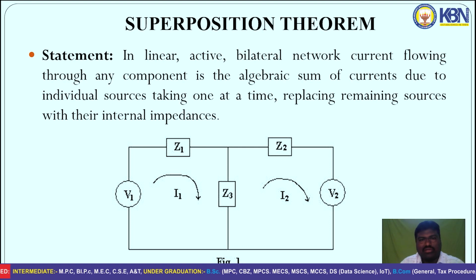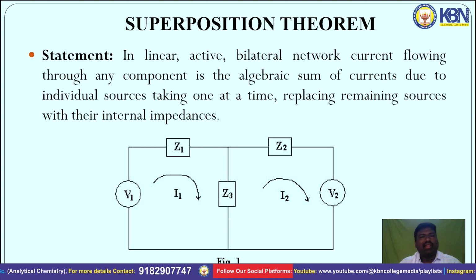Firstly, we are discussing the superposition theorem. Here is the circuit with two voltage sources V1, V2, current sources I1, I2, and internal impedances Z1, Z2 and Z3 respectively. Statement of the superposition theorem: in a linear, active, bilateral network, the current flowing through any component is the algebraic sum of currents due to individual sources taking one at a time, replacing the remaining sources with their internal impedances.